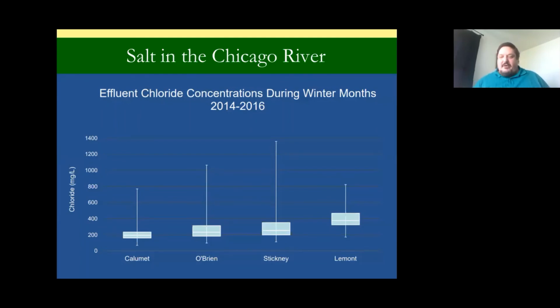There's a slide from the Metropolitan Water Reclamation District with chloride levels in the winter months in the Chicago River. You can see if we just put a line at the 150 parts per million, or milligrams per liter, line, a lot of our wastewater treatment plants actually exceed that chloride level in the winter months. So, not to blame anybody, but it is a problem.